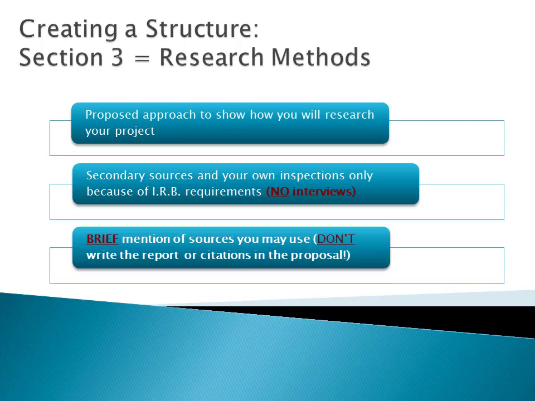Now, section 3, research methods. This is your proposed approach to show how you will research your project. You can mention secondary sources. And by the way, if it doesn't work out later on, you can forget those sources and use different ones. But you're going to suggest what sources you'd use. You can only use secondary sources, things that other people have written, like newspaper articles, books, websites, scholarly journal articles.